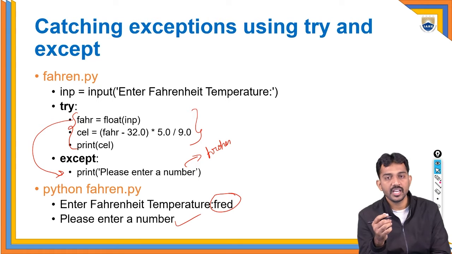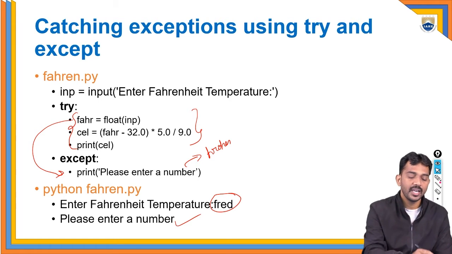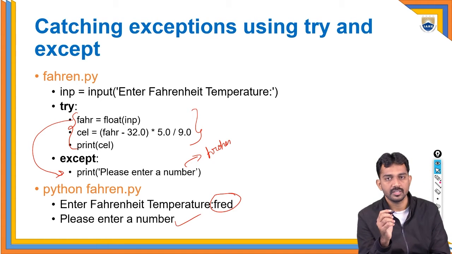Try and catch. Generally in C++ and Java, we have try and catch. But here you have the except statement. Is this clear? This is how exceptions are handled using try and except block.